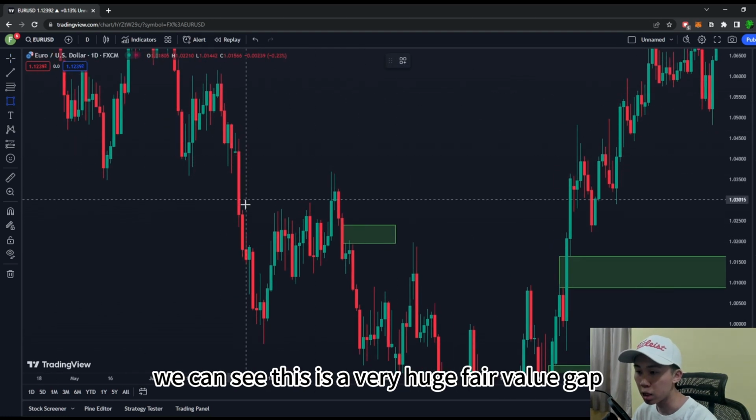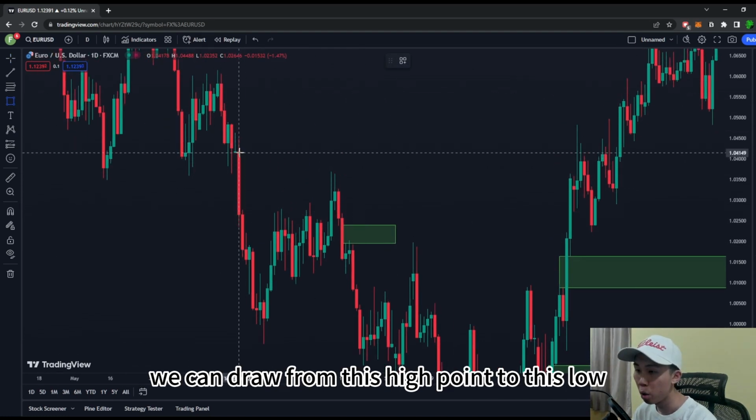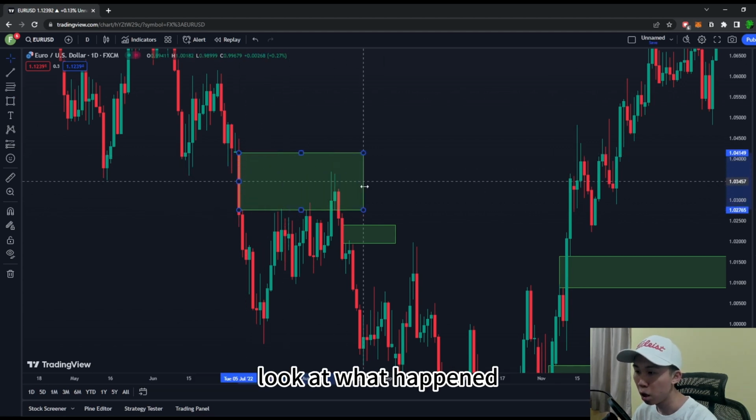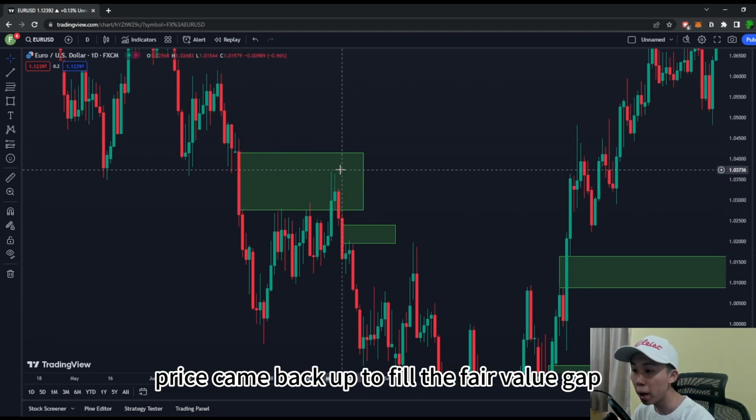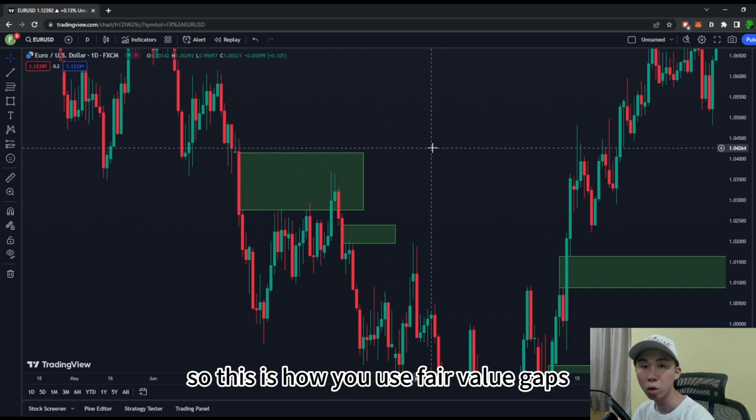We can see this is a very huge fair value gap. We can draw from this high point to this low and we extend it. Look at what happened. Price came back up to fill the fair value gap and it pushed down. So this is how you use fair value gaps.